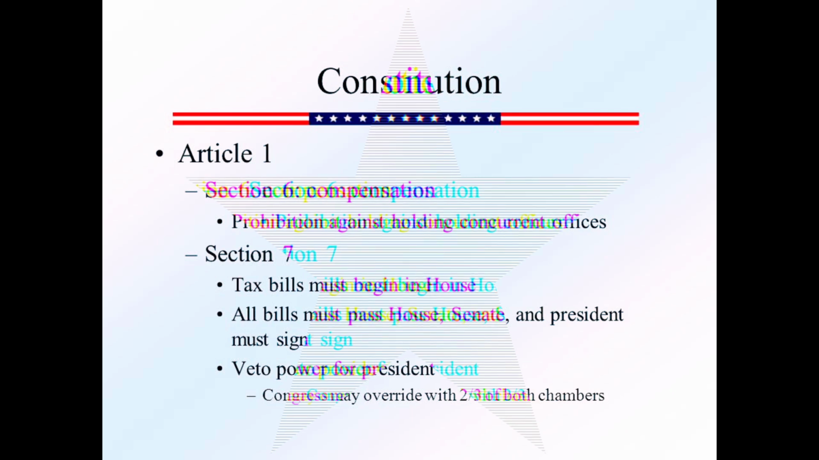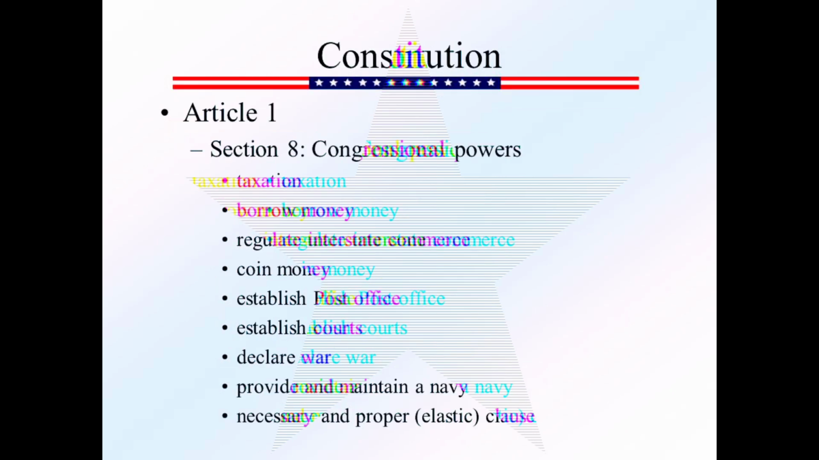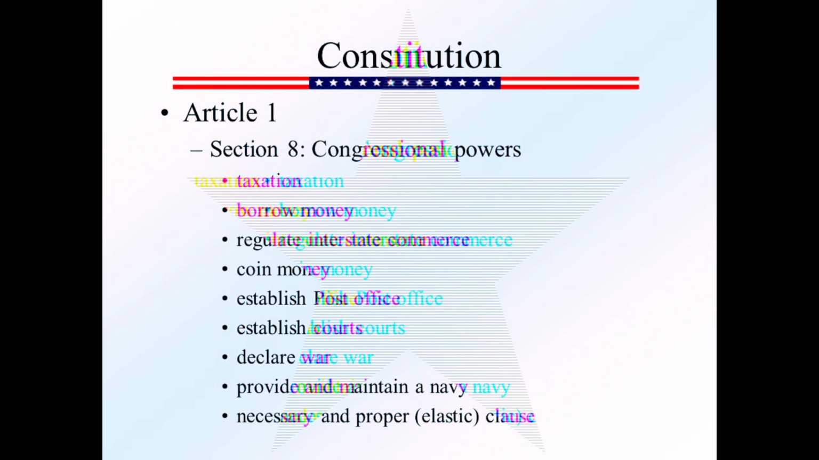Section 5 lays out various rules for both houses of Congress and grants the House of Representatives and the Senate the power to judge their own elections, determine the qualifications of their own members, and punish or expel their own members. Section 6 establishes the compensation, privileges, and restrictions of those holding congressional office.